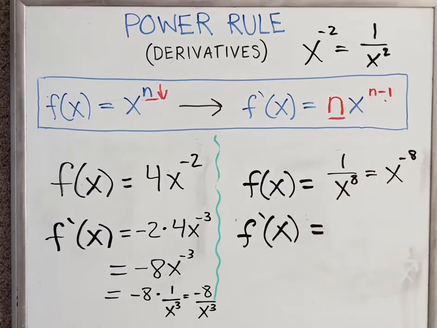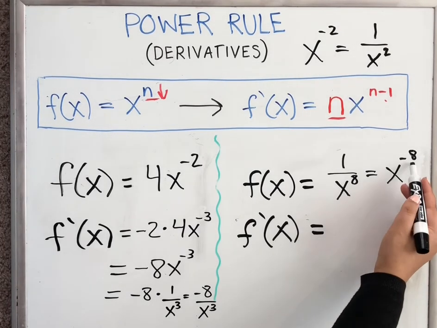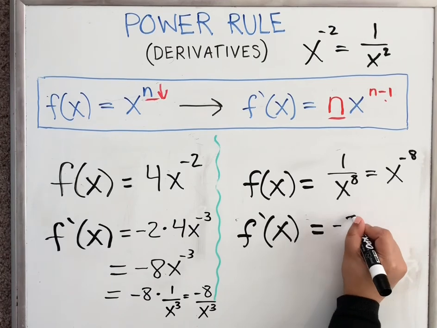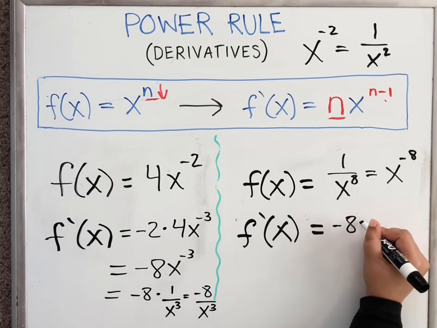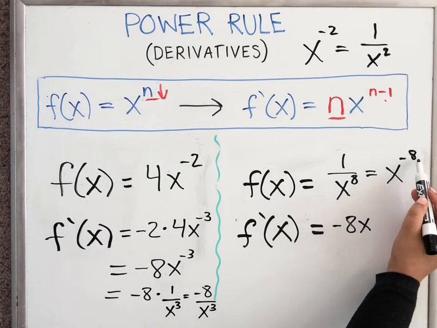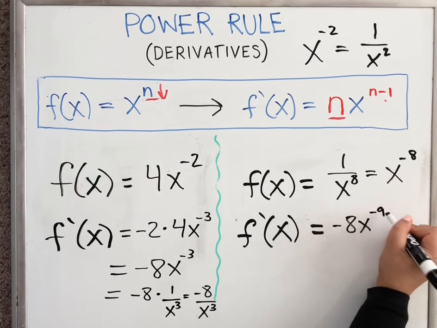And so now we have this in a form that we can apply the power rule to, just like we have been for the past several examples. So we would do the same thing. We would multiply the exponent down out in front. So we would get negative 8x, and we would just drop that exponent to the negative 9th.